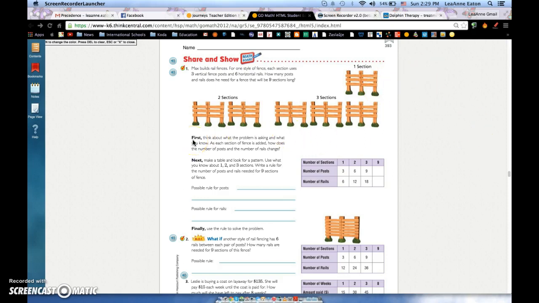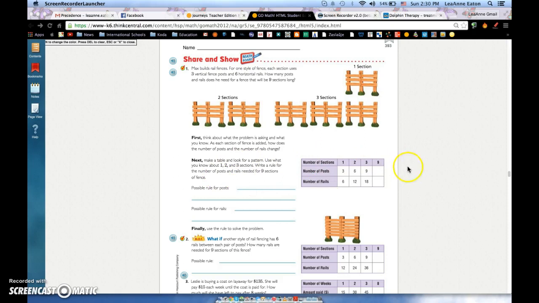First we're going to think about what the problem is asking and what do we know. As each section of fence is added, how does the number of posts change and the number of rails change? One section has 3 posts, 6 rails. 2 sections have 6 posts and 12 rails. And then 3 sections, and they've drawn it so you can count. Number of posts, there's 9. 1, 2, 3, 4, 5, 6, 7, 8, 9. Number of rails, there's 18.